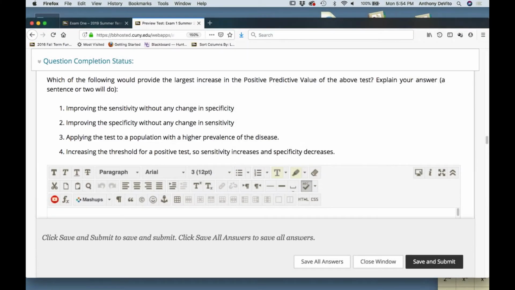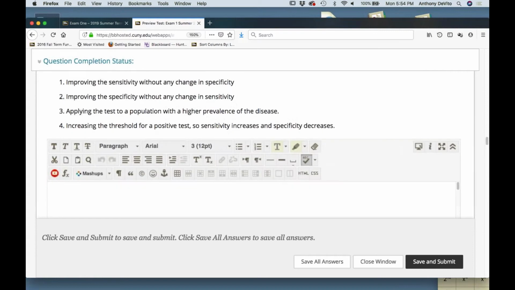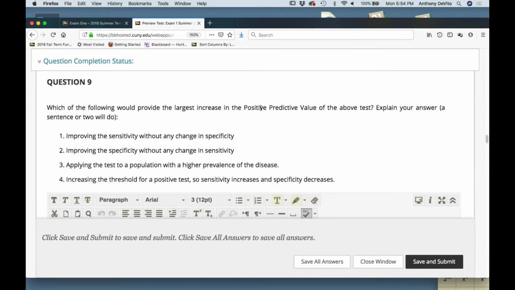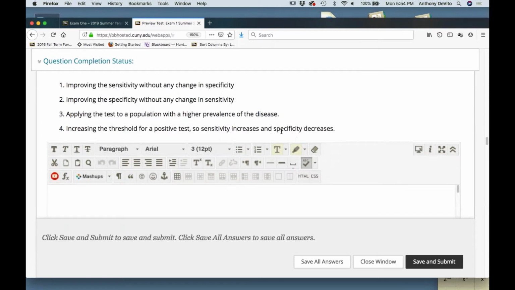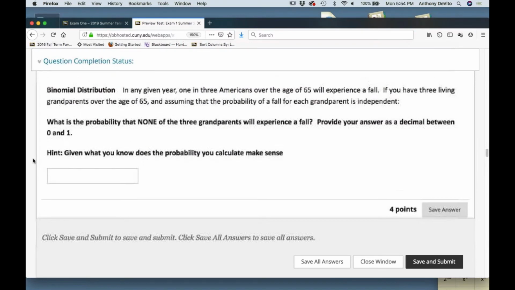Which of the following would provide the largest increase in positive predictive value? And it's really the change in the prevalence that would help us there. Higher, if you want an increase in positive predictive value, would be if you applied it to a population with a higher prevalence. Just the same way, which would diminish the positive predictive value, is if you applied it to a population with a lower predictive value. I mean, a lower prevalence, excuse me.